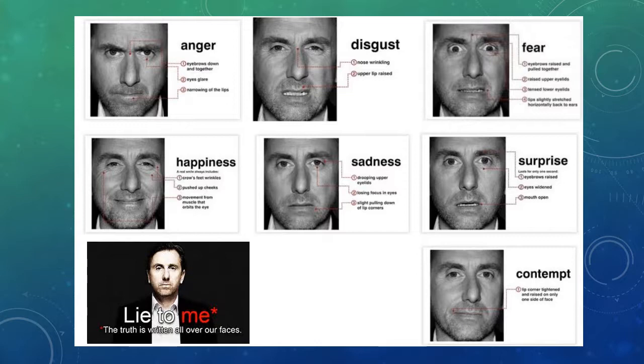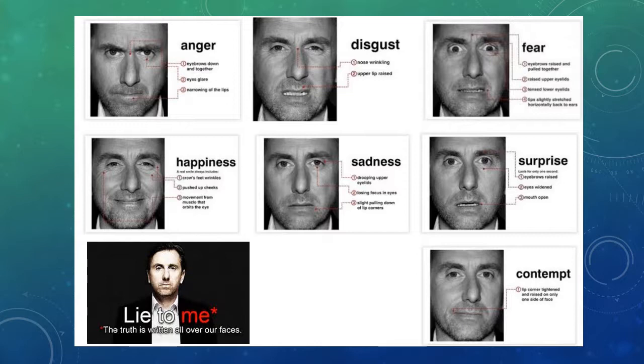Happiness, crow's feet wrinkles, those are those happy smile lines at your eyes. Pushed up cheeks, because the muscles in your face to smile are going to push up the muscles in your cheek. And the movement from muscles that orbits the eyes. So, you know, all of these things that go into how we appear happy are muscular in a sense, in terms of just lifting our face up completely.